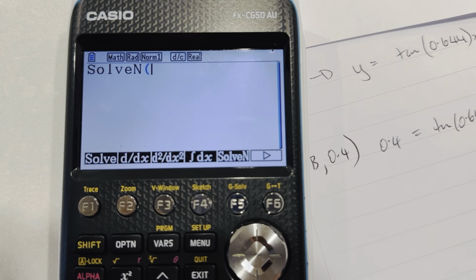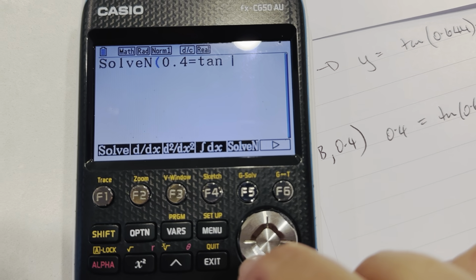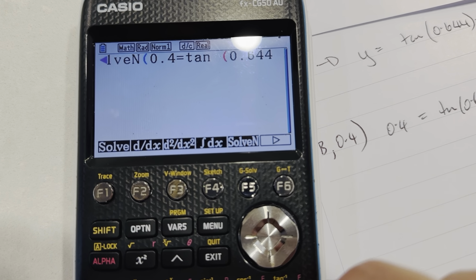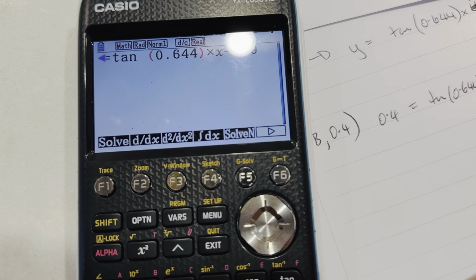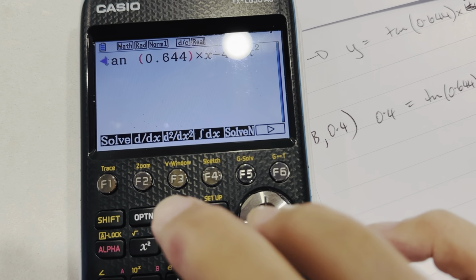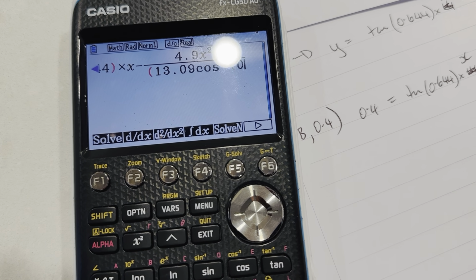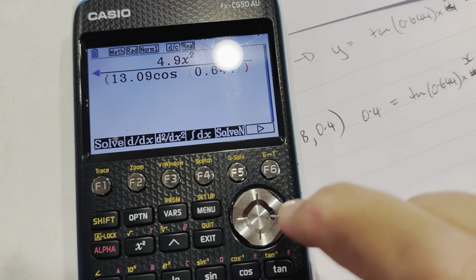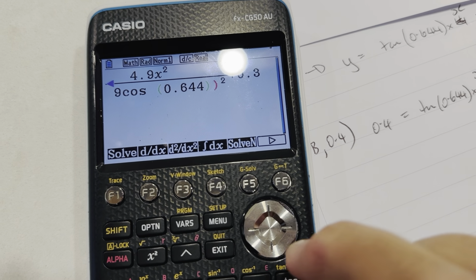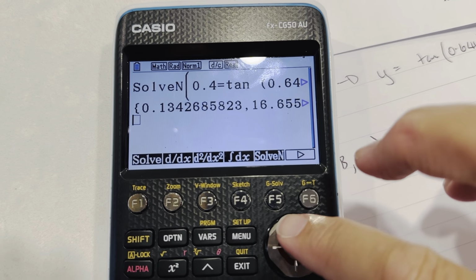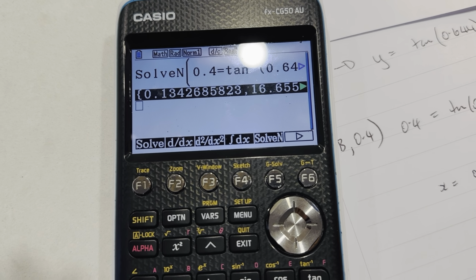Options, calc, solve n, 0.4, shift equals tan in brackets 0.644 times x minus 4.9 x squared over, I might just do it as 13.09 cos 0.644, close brackets, squared, plus 0.3, close brackets, equals, exit. That's the answer I wanted. Now we come out with two answers. We get x equals 0.13, we get x equals 16.66.